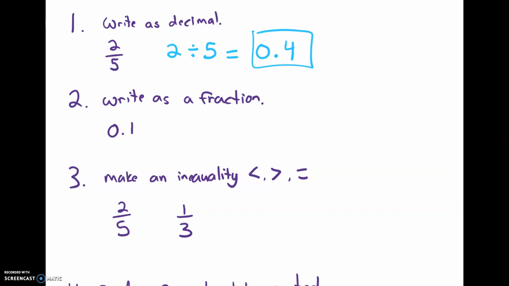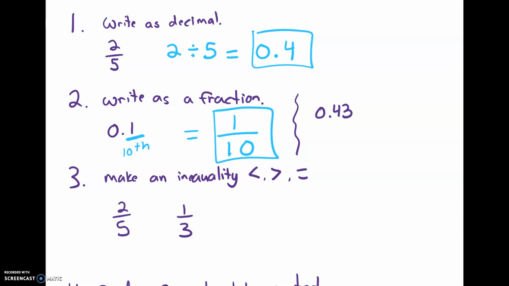Question number 2, we're writing as a fraction. So now this is a decimal and we need to go to a fraction. So we look at the place value of where this is. 0.1 is in the 10th place. So we take the number that's after our decimal, and then our denominator, since it's in the 10th place, is going to be 10.